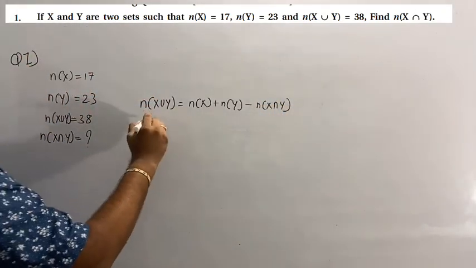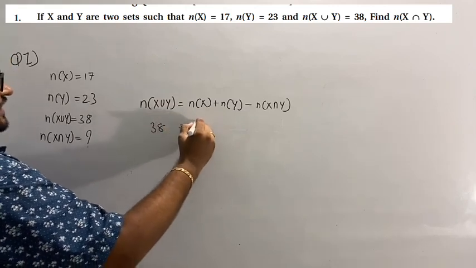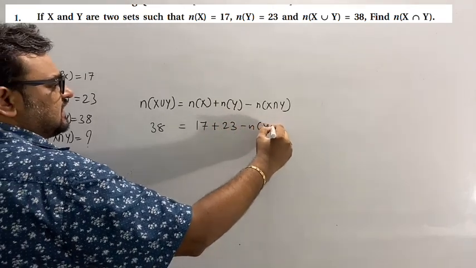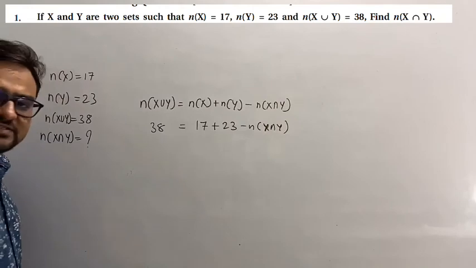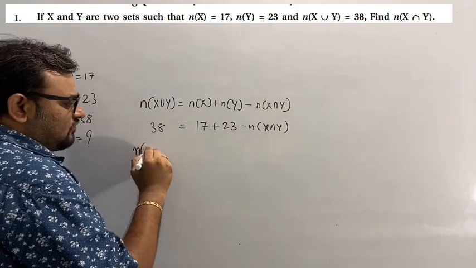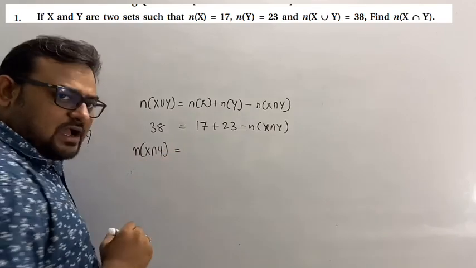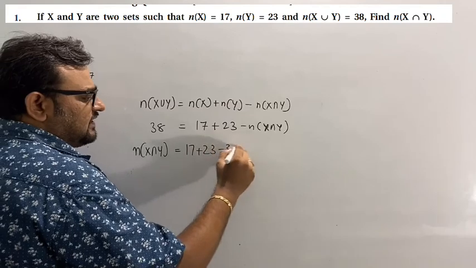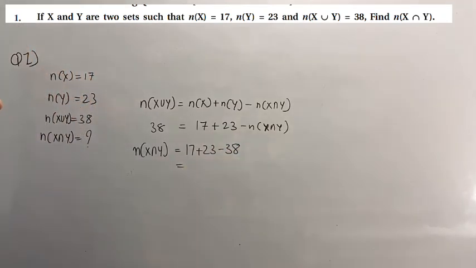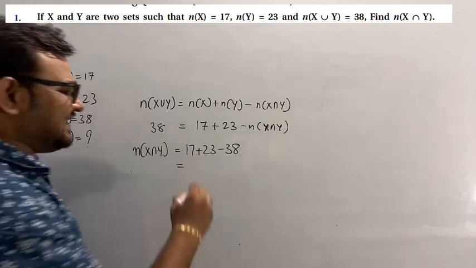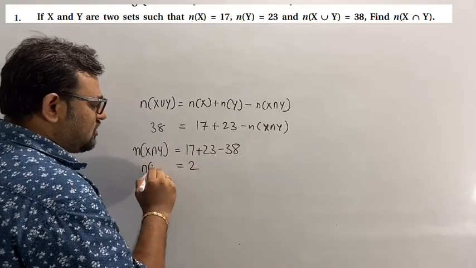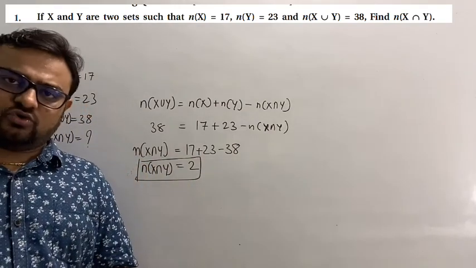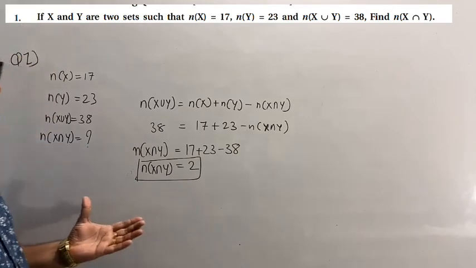So what is n of X union Y? It's 38. N of X is 17, n of Y is 23, minus n of X intersection Y. So n of X intersection Y will be equal to 17 plus 23 minus 38. So 17 plus 23 is 40, minus 38 is 2. So n of X intersection Y is equal to 2. Okay, so note down question number 1.